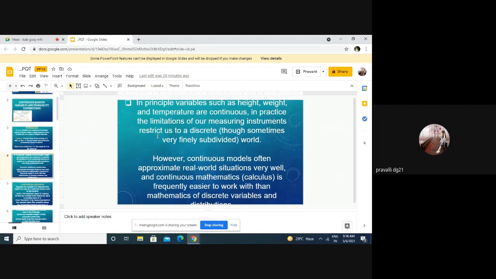In practice, the limitations of our measuring instruments restrict us to a discrete, though sometimes very finely subdivided, world. However, continuous models often approximate real-world situations very well, and continuous calculus is frequently easier to work with than the mathematics of discrete random variables and distributions.